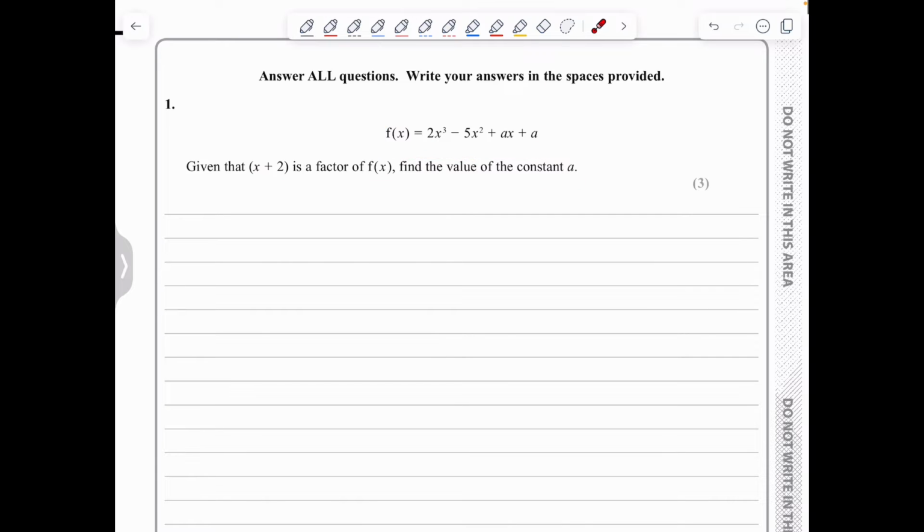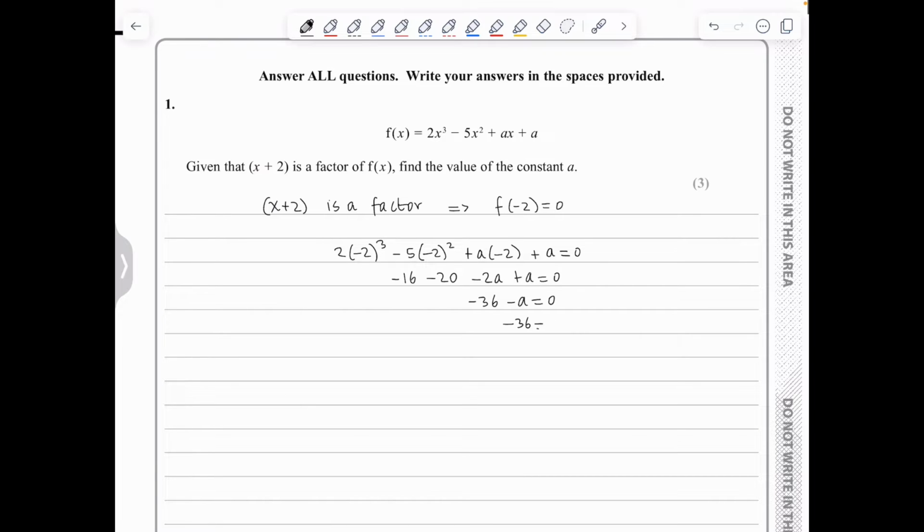Well, we know that if x plus 2 is a factor, this means that f of negative 2 is 0, and therefore I'll be substituting negative 2. We get 2 times negative 2 cubed minus 5 times negative 2 squared plus a times negative 2 plus a is equal to 0, leading to minus 16 minus 20 minus 2a plus a is equal to 0, and therefore we get that minus 36 minus a is 0, which leads to minus 36 is equal to a.